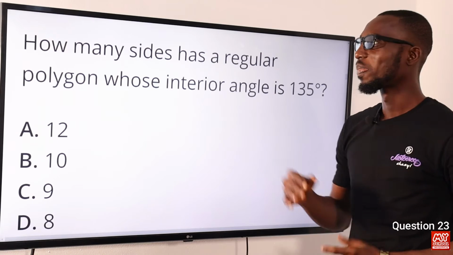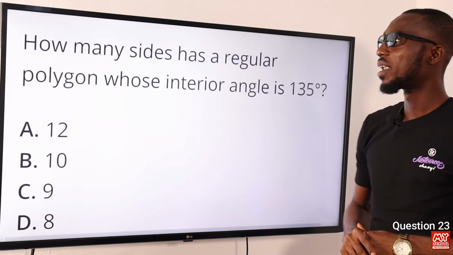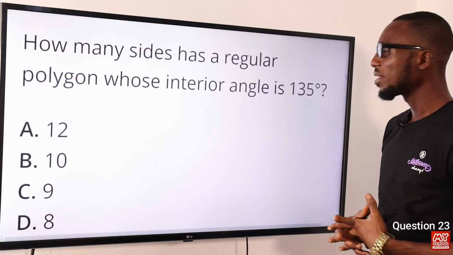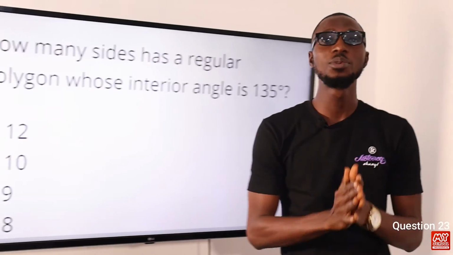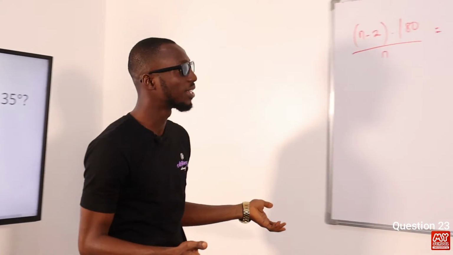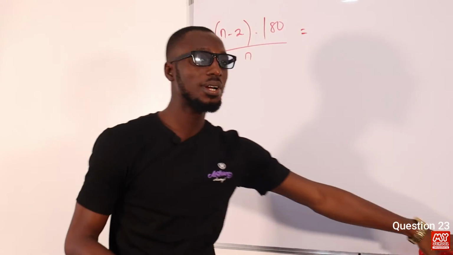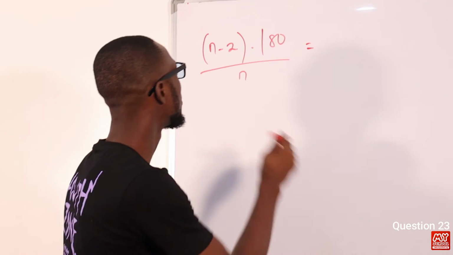Question 23. How many sides has a regular polygon whose interior angle is 135 degrees? We just have to employ the formula for the interior angles. We are told here that the interior angle is 135, and we are finding the number of sides.